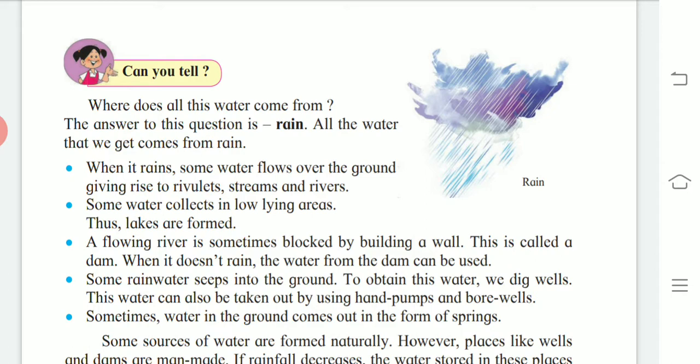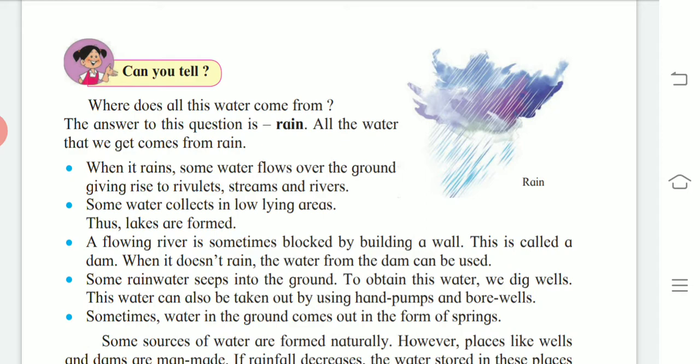When it rains, some water flows over the ground, giving rise to rivulets, streams, and rivers. Some water collects in low-lying areas, thus lakes are formed. A flowing river is sometimes blocked by building a wall. This is called a dam. When it doesn't rain, the water from the dam can be used.